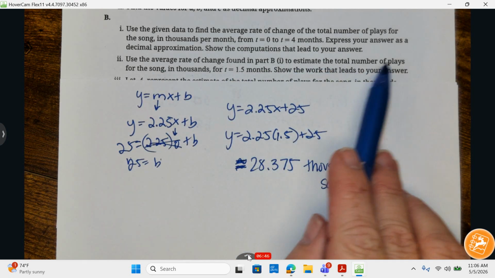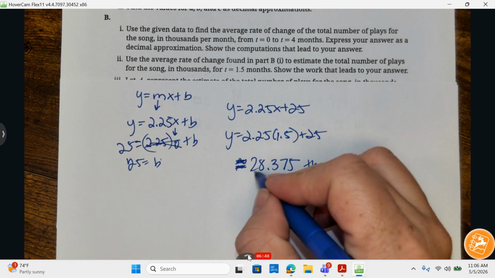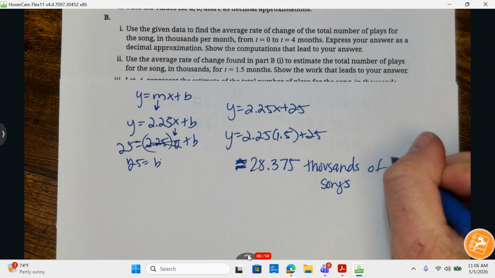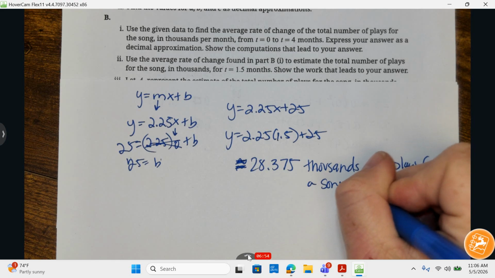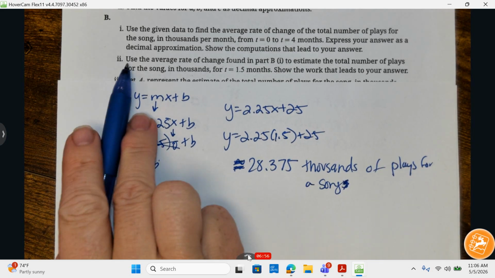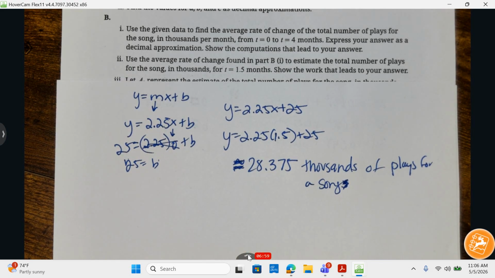The total number of plays for a song. So this is the total number in thousands of plays for a song. I just went back in and found out exactly what that meant within the context of the problem.